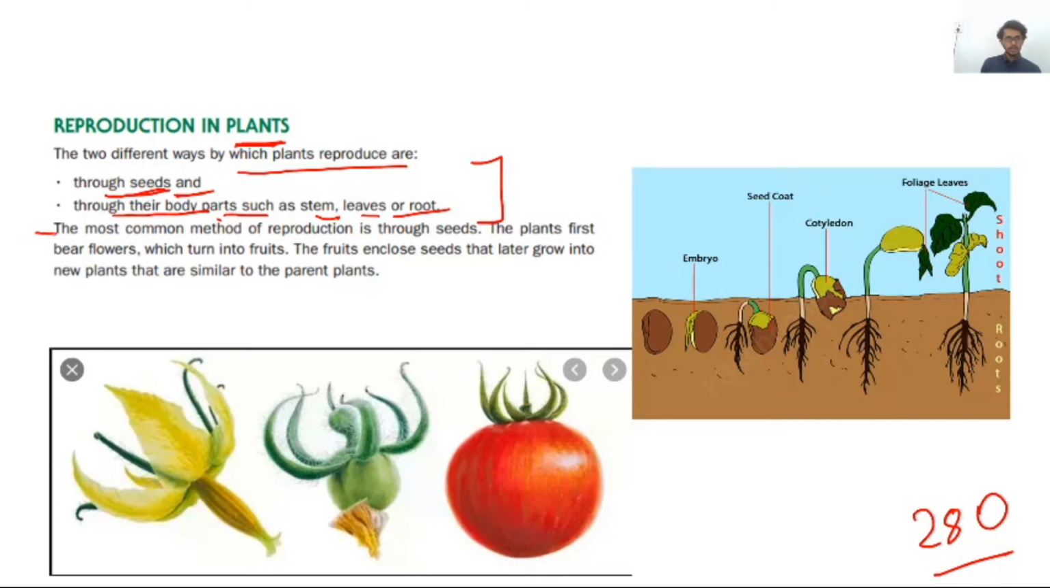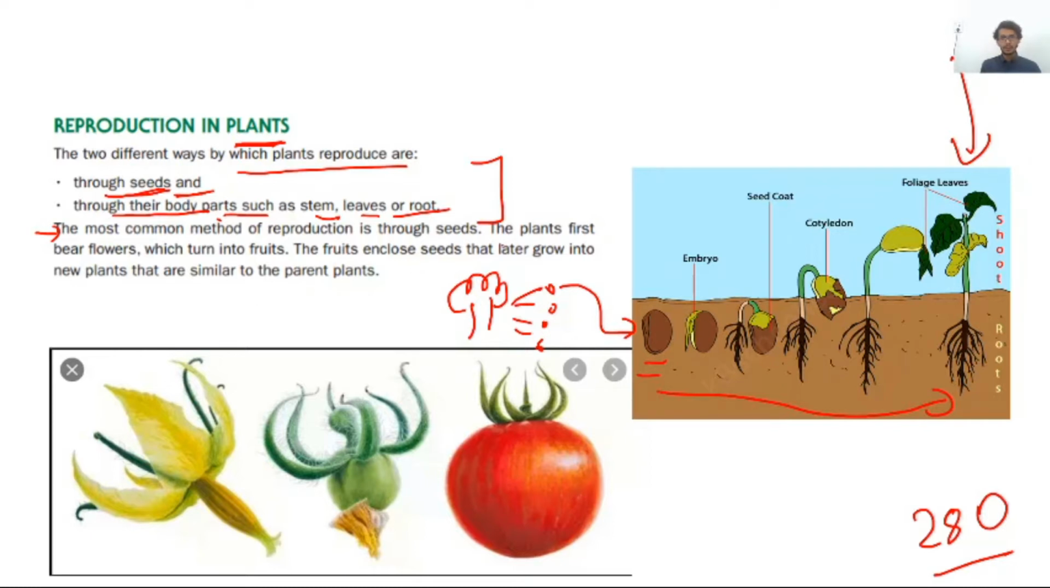What this means is that most plants reproduce through seeds. Look at this. This is a seed. Now maybe this was a tree. This tree made so many seeds, 1, 2, 3, 4 seeds. Now this seed comes over here, and this seed will grow into a big plant. So most of the time, plants reproduce through seeds.